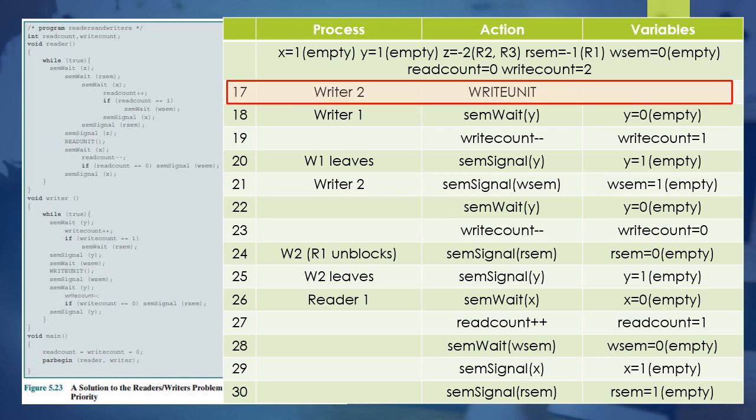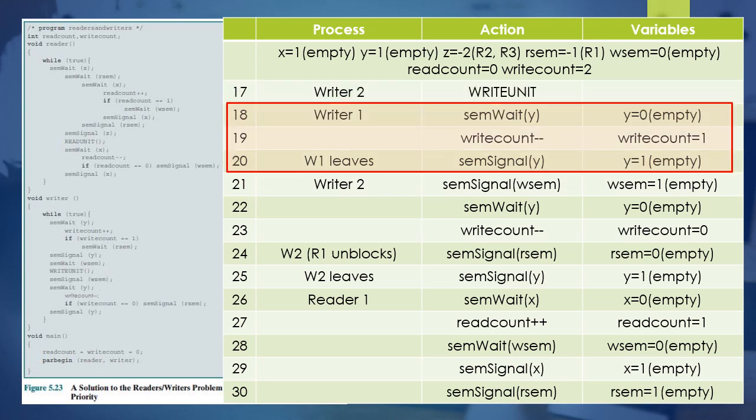Writer 2 starts writing on the file. Writer 1 issues a wait on Y. Y becomes 0. Decrements write count, becomes 1. Signals on Y. Y becomes 1. Writer 1 leaves the system.